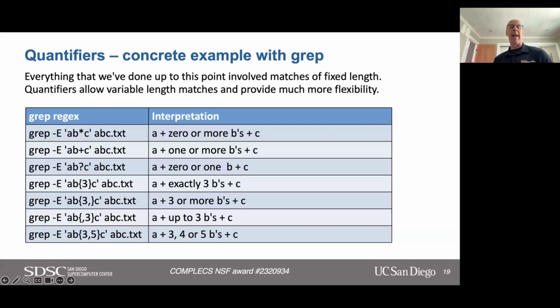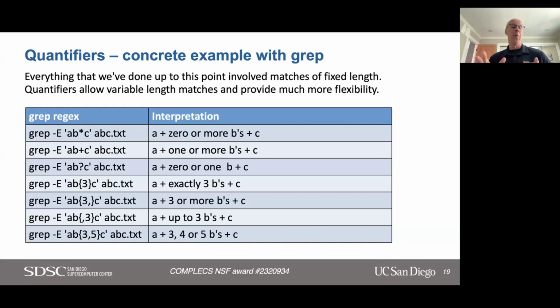So let's look at a few concrete examples. In the first column, I show the regular expression, and in the right column, the interpretation. So we're going to have the expression AB star C, and that's going to mean A followed by 0 or more B's, followed by a C. Next case, we have AB plus C, which means A followed by 1 or more B's, then a C. Next case, we use the question mark, which is going to indicate 0 or 1 B's. And then in curly braces, we have a 3, which is going to be exactly 3 B's.